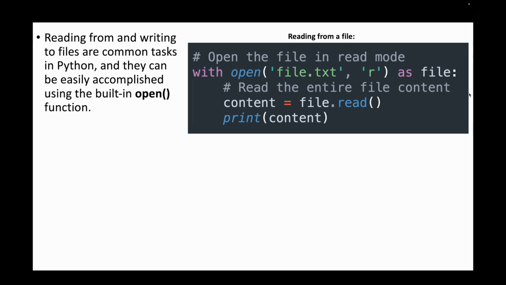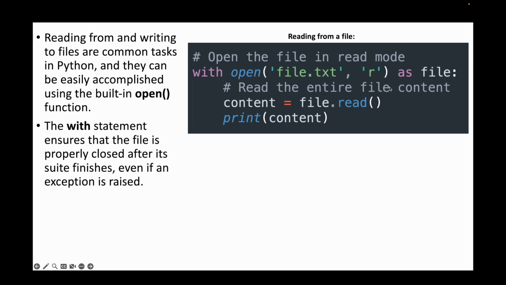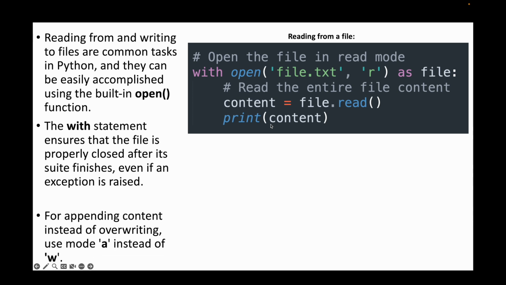All right, so here this is an example for reading from a file. This with statement will ensure that the file is properly closed after we have done working with that particular file, even if there's an exception that is raised. So in this case, we're opening file.txt in the read mode, then reading the content of the file, and then printing it out.